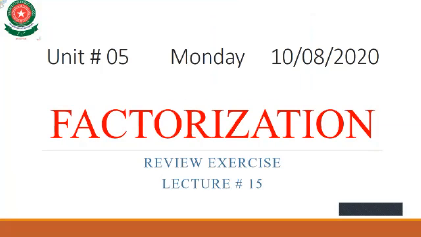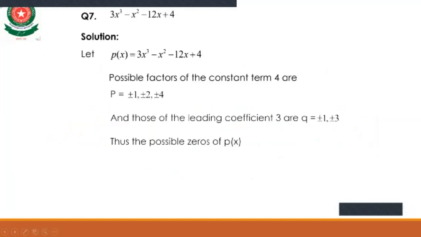As you know, in the previous lecture we have done exercise 5.4. Our one question has been left, question number 7. Okay, I will repeat this question number 7, and then we will go to our home task. Question number 7 is, as you know, we have to solve this using the remainder theorem. We have to find factors of 3x cube minus x square minus 12x plus 4.